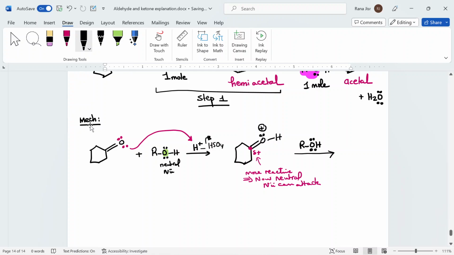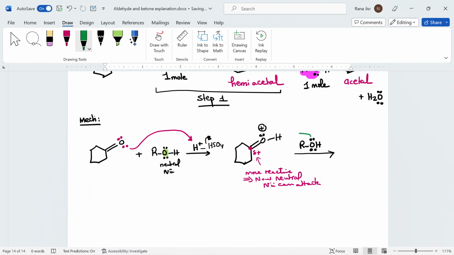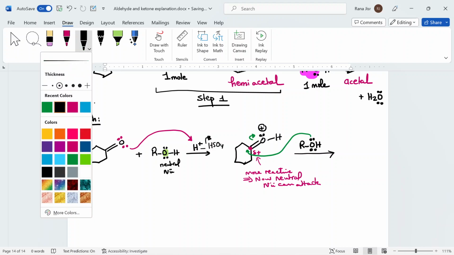So the first step is I protonated the oxygen. The second step, I'm going to start using the neutral nucleophile. So now the neutral nucleophile is going to come and attack that partial positive carbon, open the bond, and form a lone pair on the oxygen.